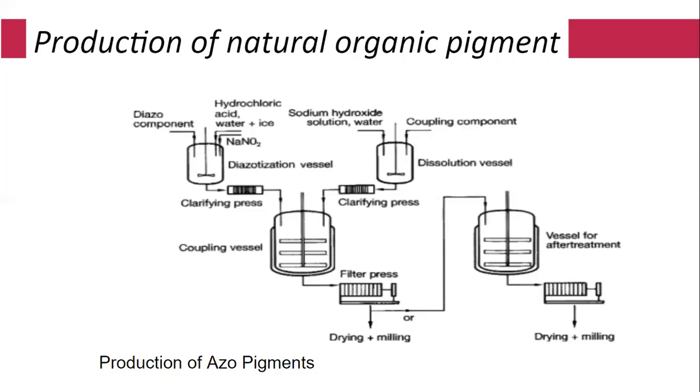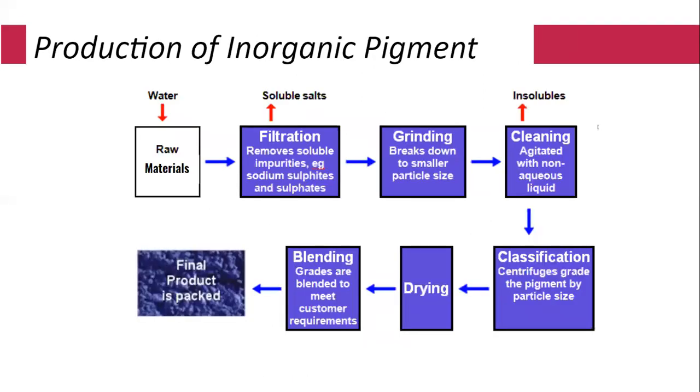vessel. Coupling means like we need to pair two items together. So after that we combine it and we go through the filter press, and after the filter press, we will dry it and mill it, then we will get the azo pigments. So this is one example of the production of the organic pigments. So now I am going to pass to my friend to explain about the inorganic pigments.